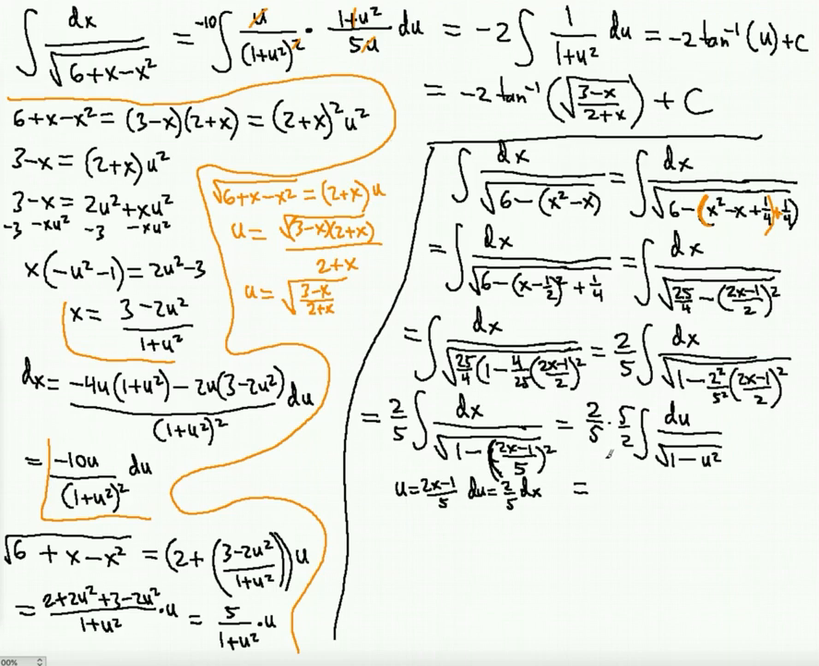And now you're going to get the arcsine. This thing will give you 1 as was just discussed. So as a result, you will get arcsine of u plus a constant, which gives you arcsine of (2x minus 1 over 5) plus a constant. 2x minus 1, that was the u value here.